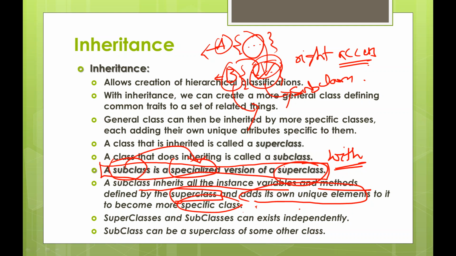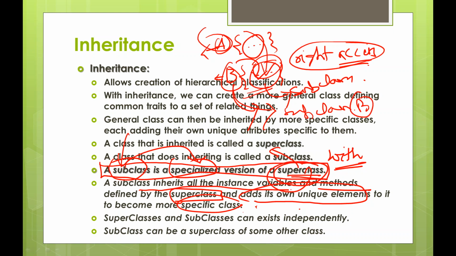A subclass is nothing but a specialized version of the superclass. Whatever instance variables or methods you define in the superclass are visible here, so you have access to those members of the superclass, but you can also define your own attributes specific to this particular subclass. That is B, in our case.